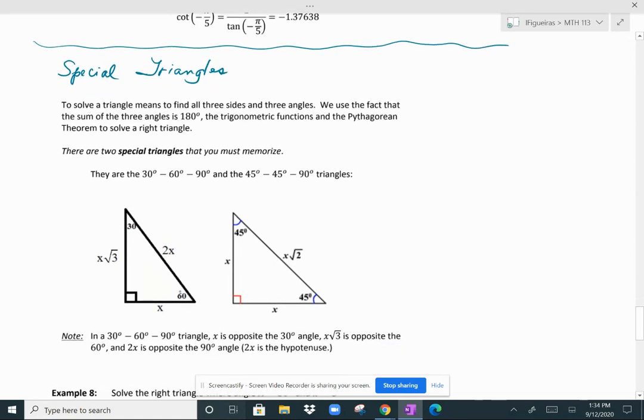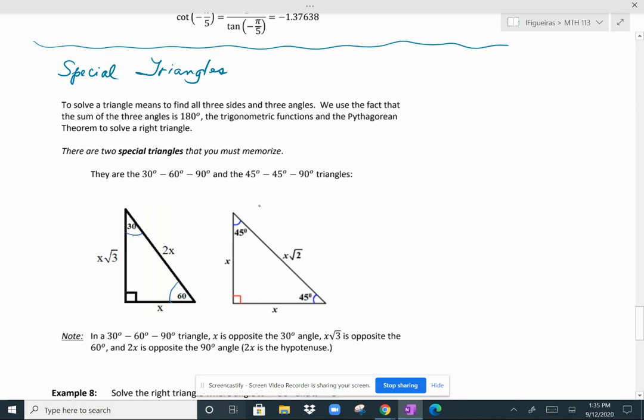So when you have a 30, 60, 90 triangle, no matter what x is, if the side opposite 30 is x, then the side opposite 60 will be x times root 3, and the hypotenuse will be twice x. So even if x is 5 or 100 or 1,000, this proportion will still exist.